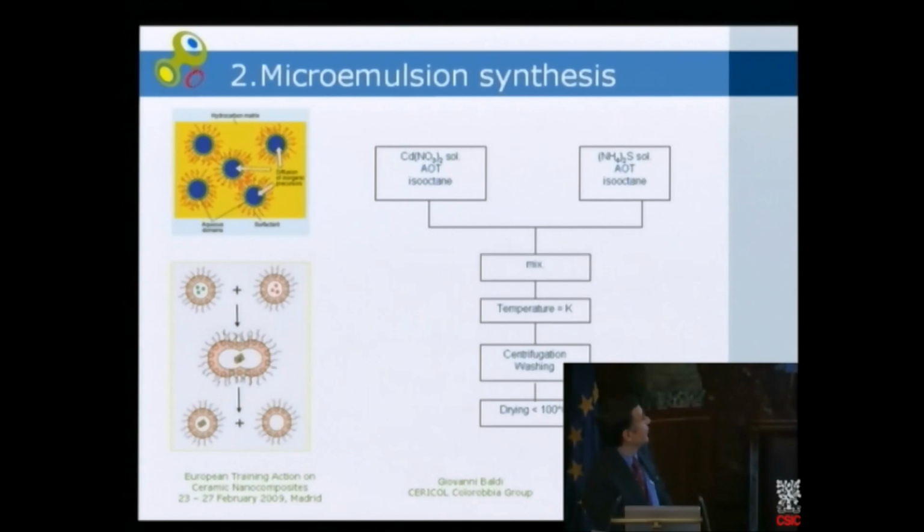Then, after a centrifugation and washing step, we can dry these micelles. We can eliminate the solvent and partially the surfactant, and so obtain the cadmium sulfide nanoparticles with a size and shape that is determined by the size and shape of micelles.